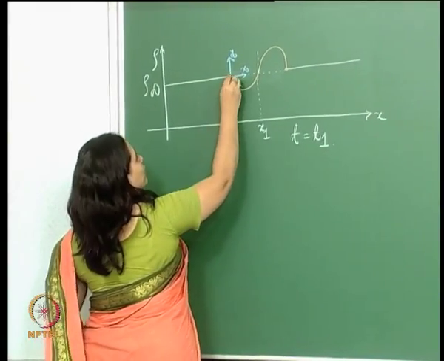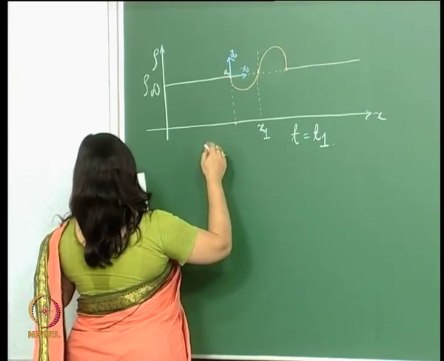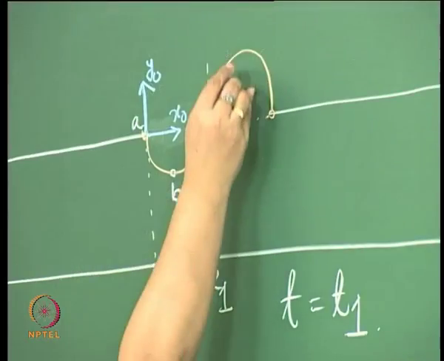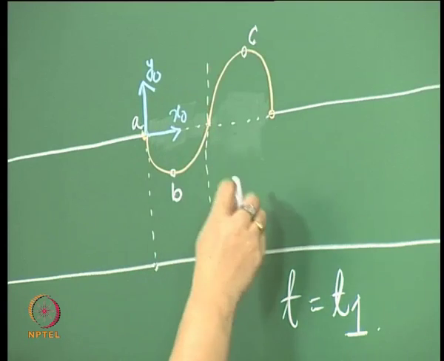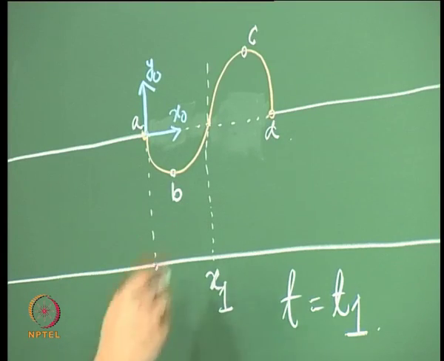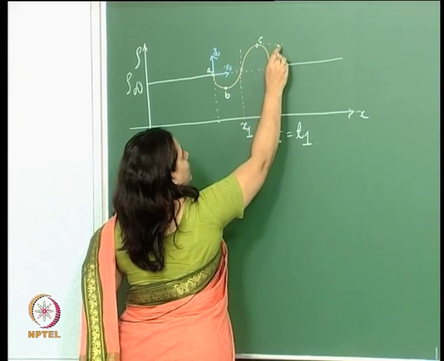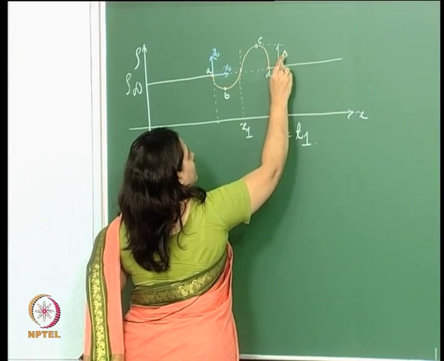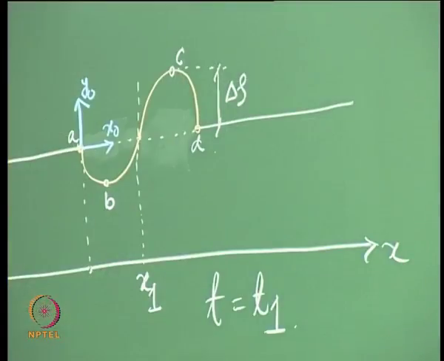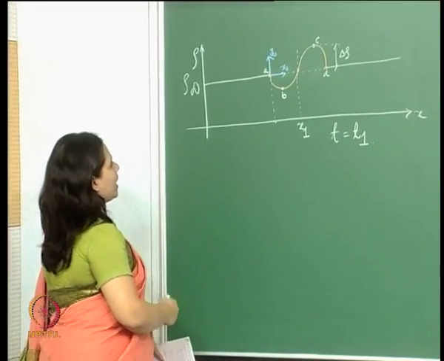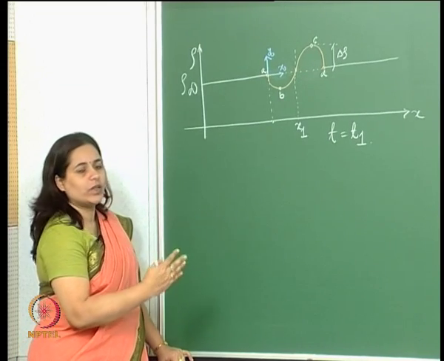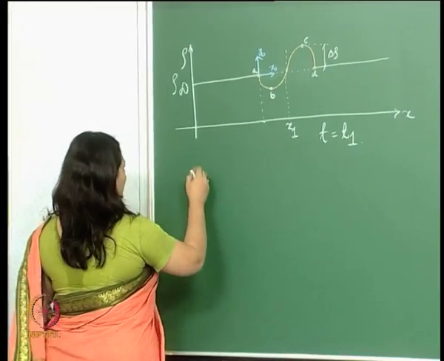Let us say this point is A, another point is B, another point is C, and this is D. And this is basically the amplitude of the disturbance. So, this is what we have at time t equal to T1. So, let us see what happens to this as we move further down x.